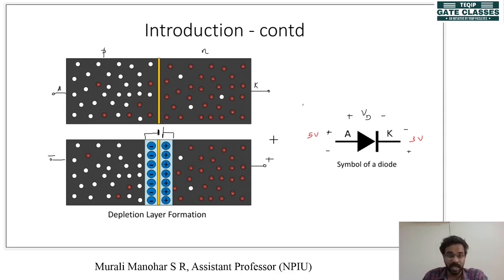That is, if I say anode is positive and cathode is negative, that is, anode is more positive with respect to cathode and cathode is less positive with respect to anode. So if I say I am giving negative potential to anode and positive potential to cathode, what I really mean is anode is less positive than cathode and cathode is more positive than anode.